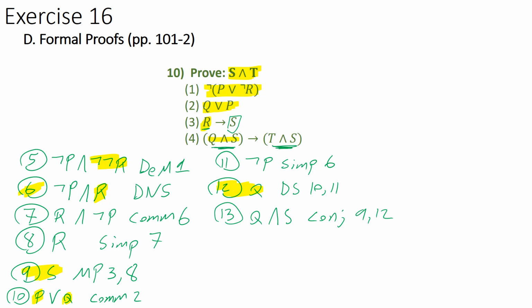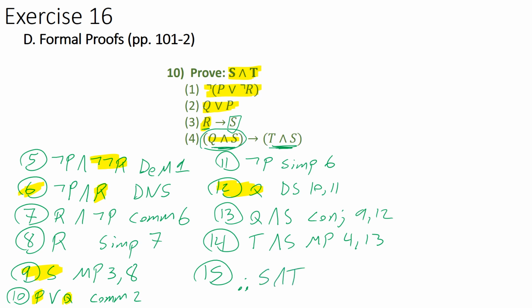And then we could affirm that antecedent to get the consequent, so 14, T and S, Modus Ponens, 4, 13. We want to prove S and T. We don't have that yet, but we can justify the statement S and T by the commutative rule using line 14, and that concludes the proof.